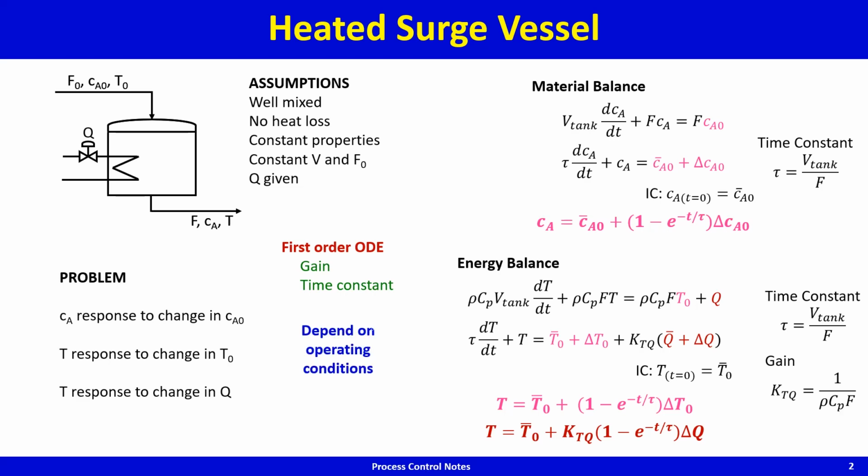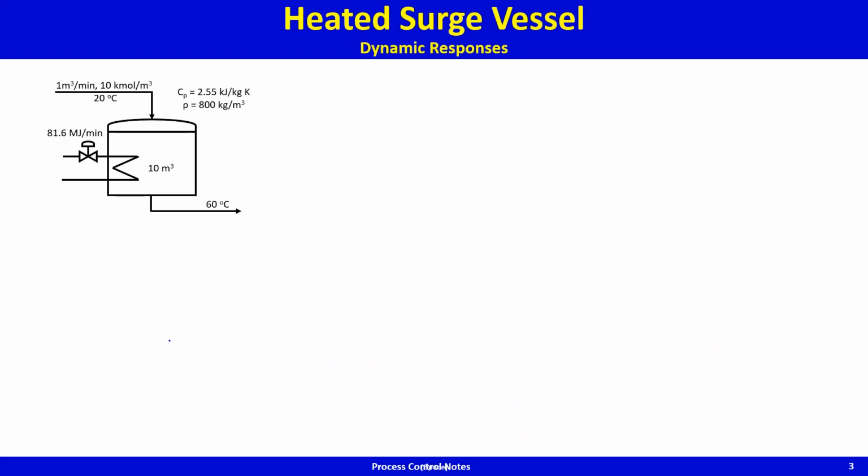So these ordinary differential equation coefficients depend on the operating conditions where you are operating. I've just taken a very crude, very simple problem. Flow rate in is 1 meter cube per minute. Volume of the tank is 10 meter cube, so tau is equal to V by F, which comes out to be 10 minutes.